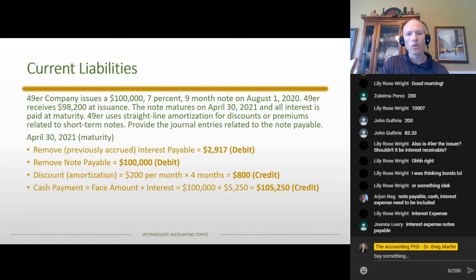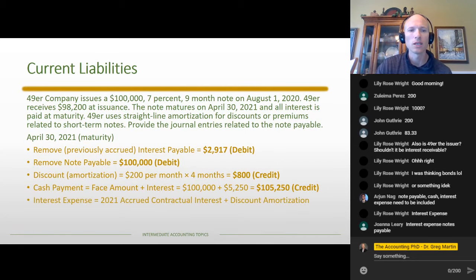And then the cash payment, of course, is the face amount plus the contractual interest, and that $5,250 is 9 months of interest. And so if I take $100,000, multiply it by 7%, that's a total of $7,000, but that $7,000 would only be if the note had been outstanding for a full 12 months. It's only been outstanding for 9, and so the contractual interest is 9/12 of 7,000, which is 5,250. And so the total cash payment that 49er is going to have to make is $105,250.